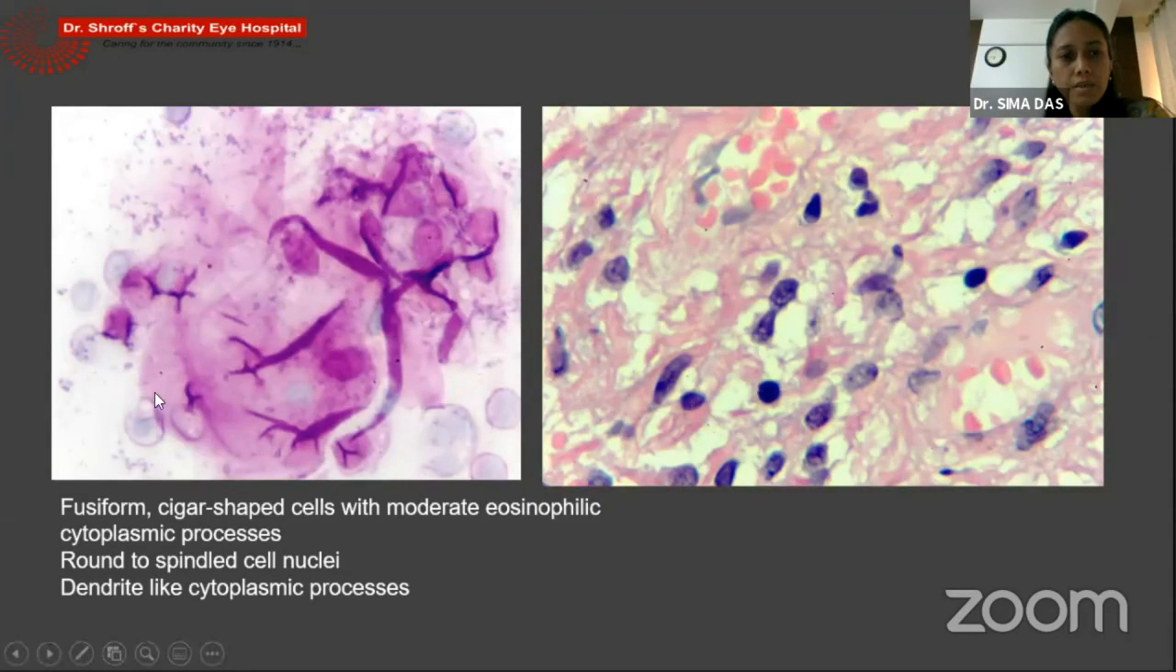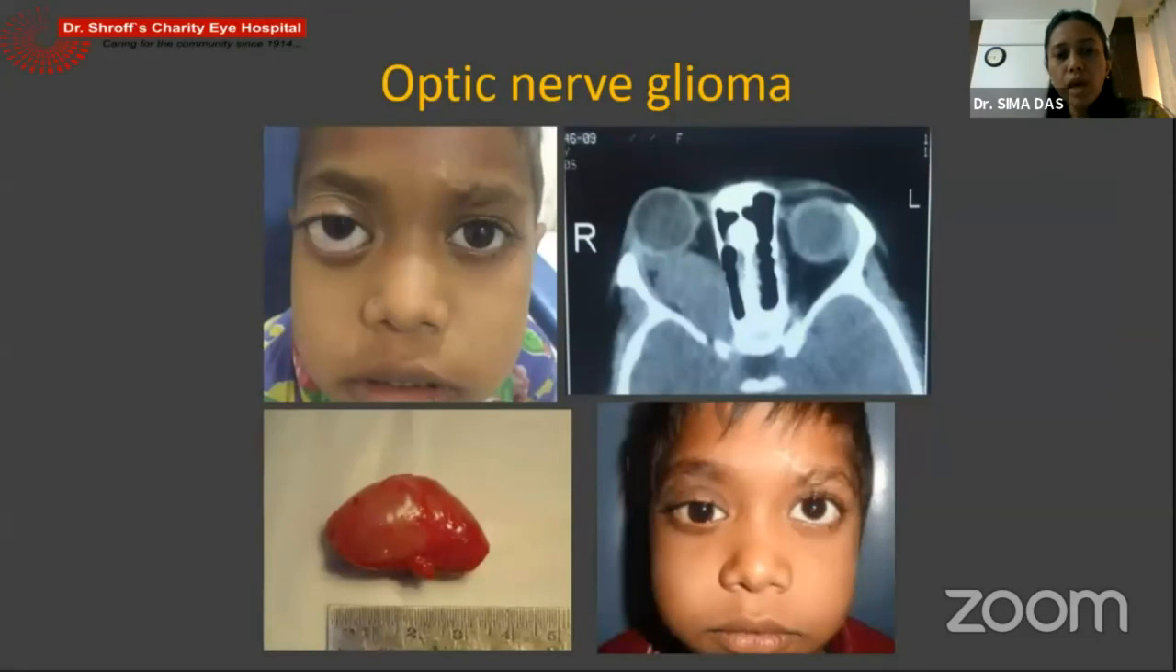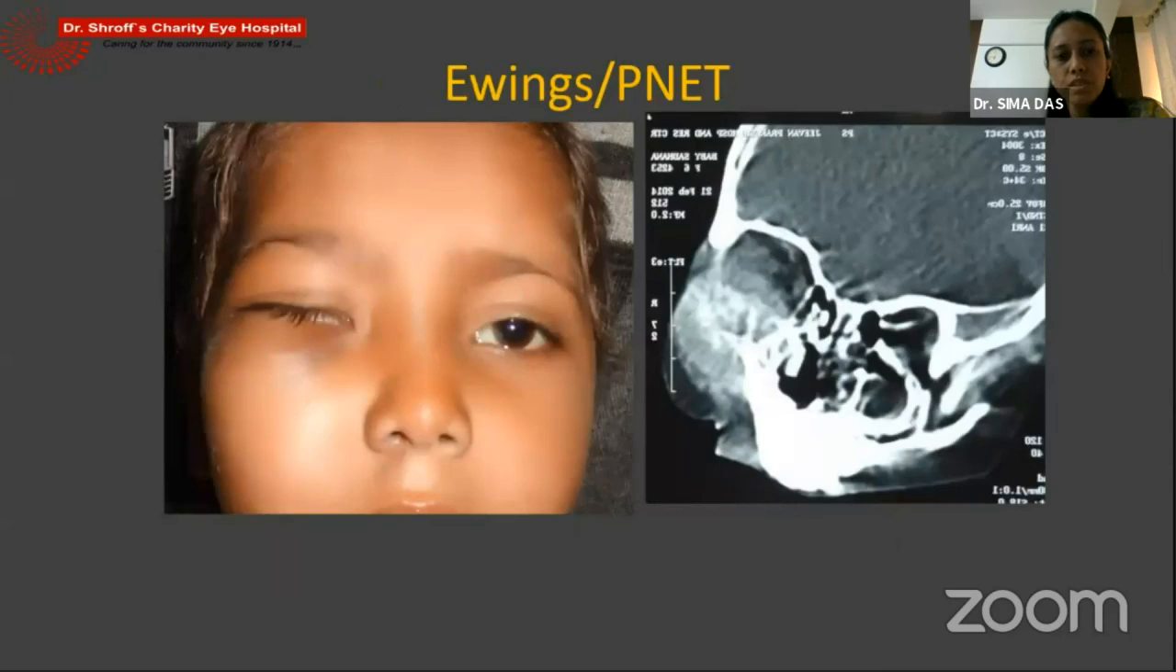On the squash imprint slide, this is what we saw: the fusiform cigar-shaped cells with dendritic-like cytoplasmic processes, which was quite diagnostic of an optic nerve glioma, a low-grade one. So normally gliomas present like this, but an unusual presentation like a fungating mass with a lot of cystic degeneration can also be there.